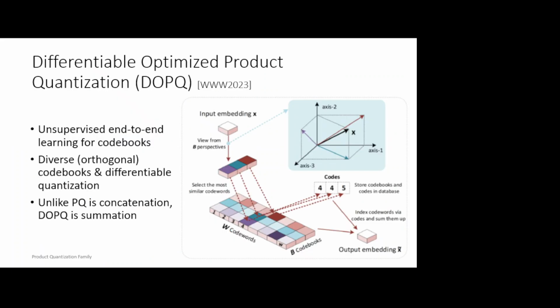Okay, so right, this second paper. The second paper is called Differentiable Optimized Product Quantization. It's published in World Wide Web 2023. Okay, the idea here is to summarize their main contribution. Here they propose unsupervised end-to-end learning for the codebook. So here it's back to unsupervised.